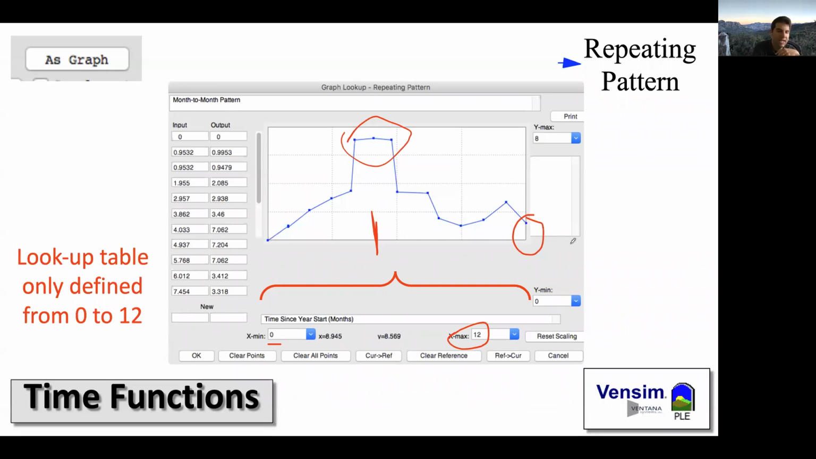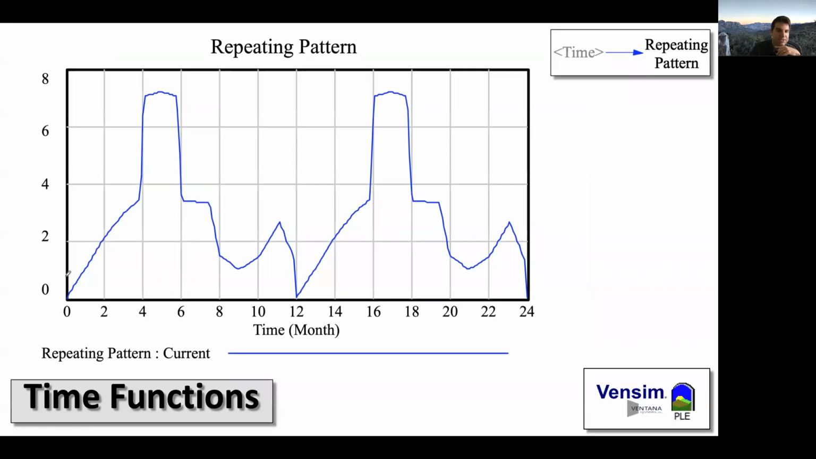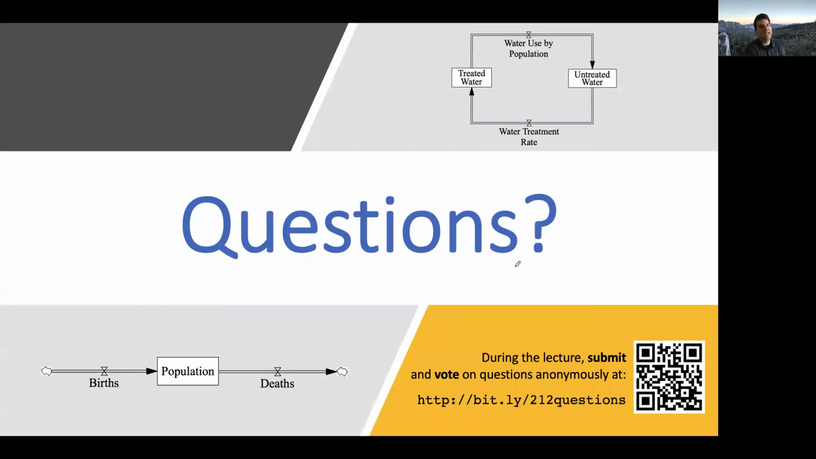And so if I were to plot this, this is my repeating pattern, and I can see that every year I get the same repeating pattern, and that comes from the lookup table. So that's how you implement seasonality in your models.